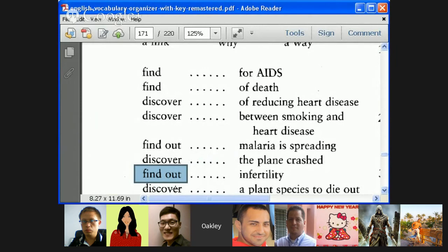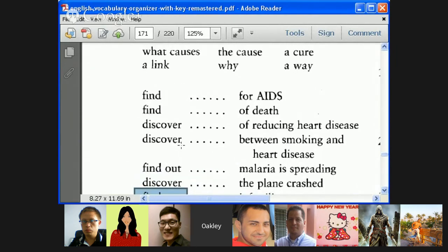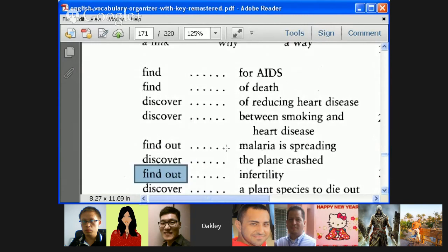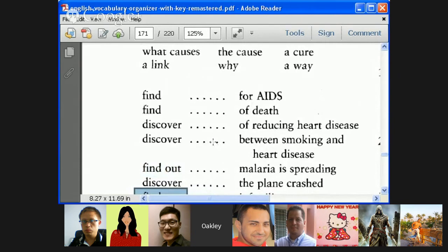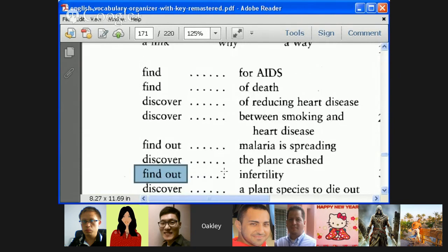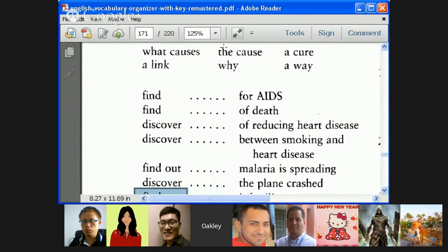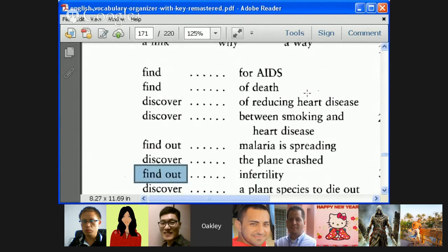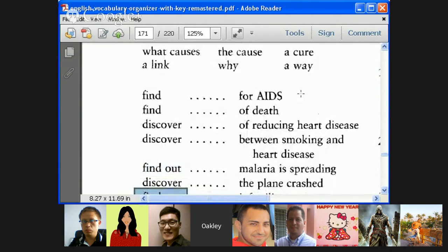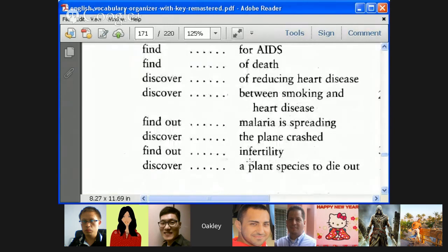Find out infertility. Find out a cure? Doesn't fit grammatically. Find out a cure. No. A cure for would work, but we're actually looking at ones that will fit grammatically. We can modify these answers to make a lot of them fit, but without any modification, what fits? Find out blank infertility. What causes? That's it. It's the only one that actually fits grammatically.